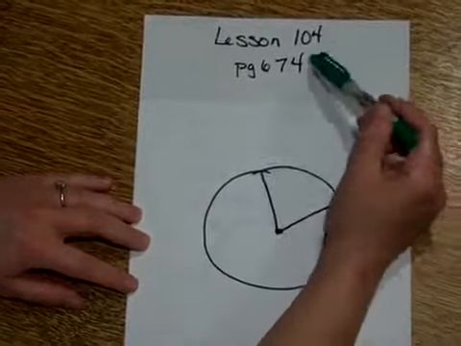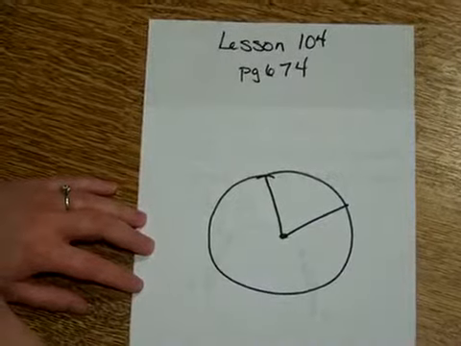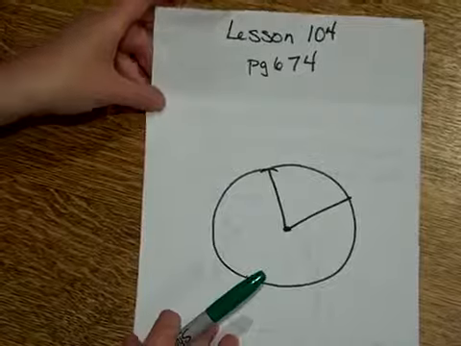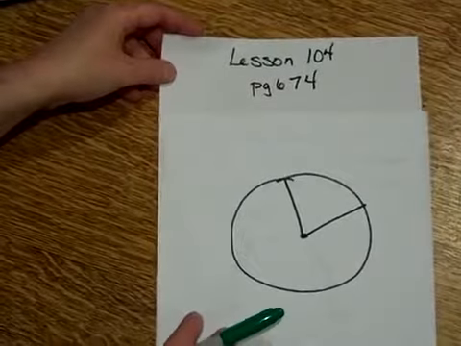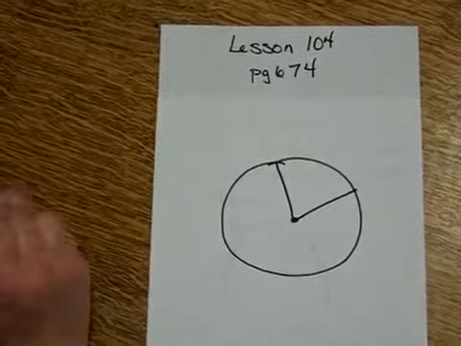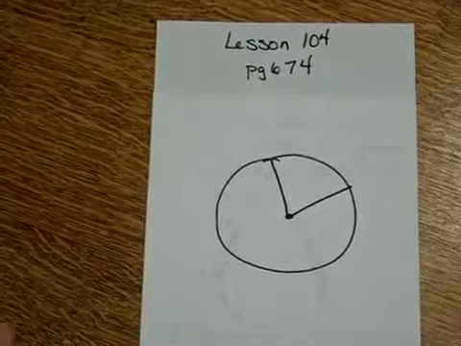On lesson 104, we're on page 674. As we turn there, we're going to be talking about arc lengths and chords. We have a new theorem. We haven't had a theorem in a while. But let's review real quickly what we're going to be talking about.